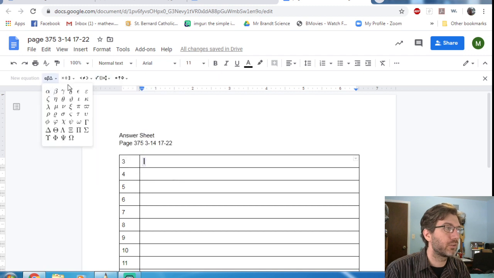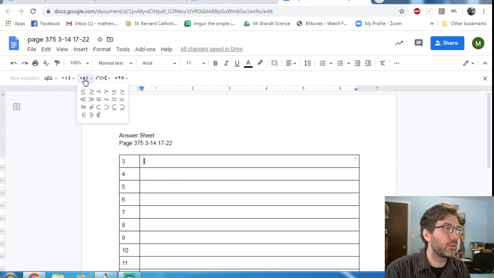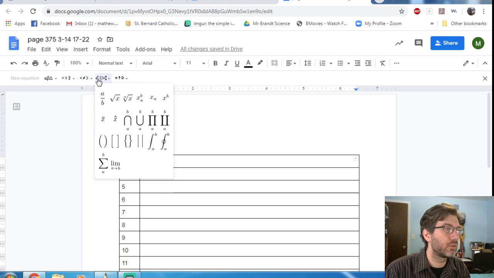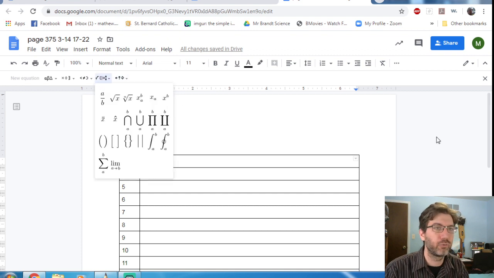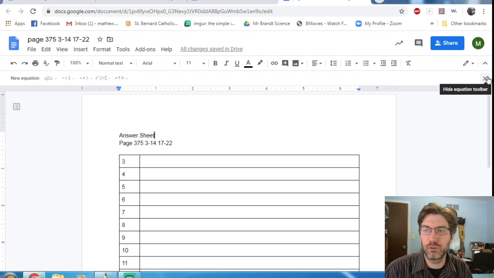You got your Greek letters, you got your set theory, you got your inequality stuff, you got your fractions, radicals, exponents, derivatives, and integrals. So that gives you a few more different notations if you don't know how to do this.